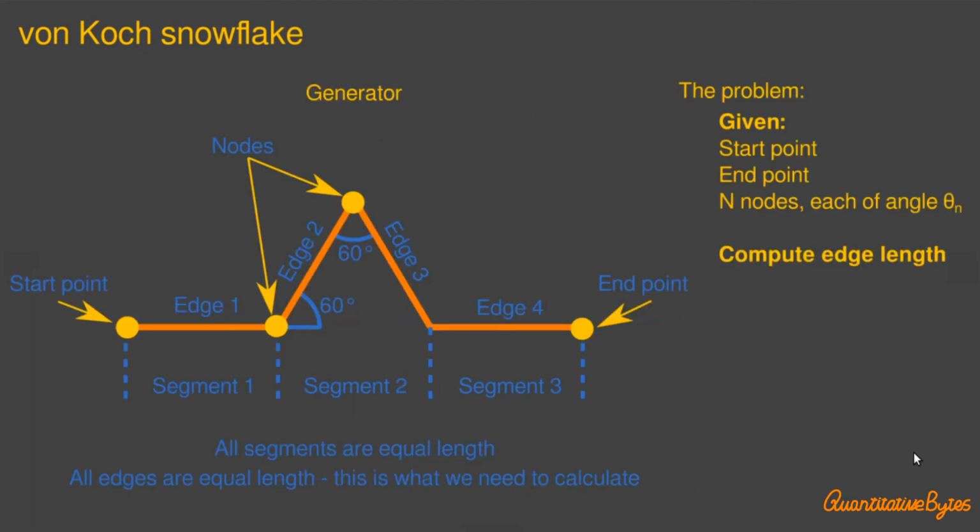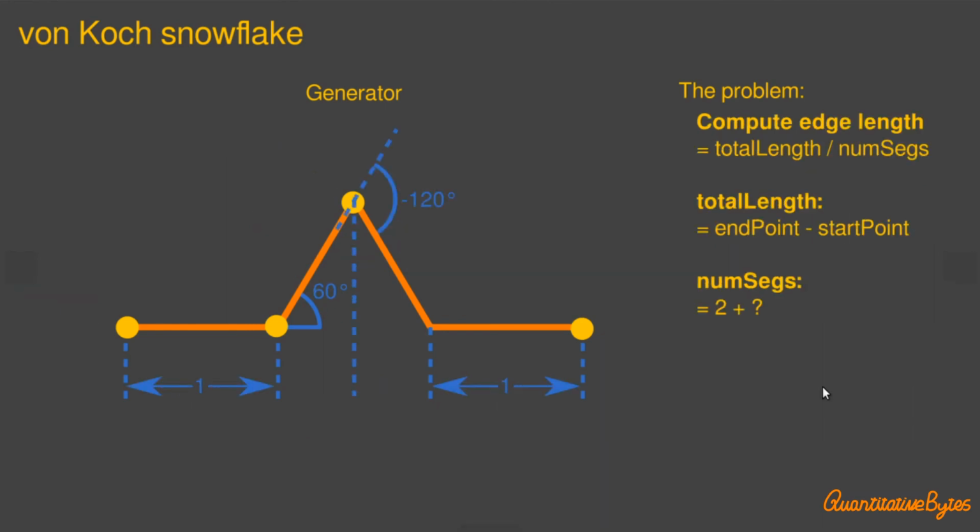So the problem is that given the starting point and the end point, and we have n nodes, each of angle theta n, so we can have any number of nodes, and each node can have any angle associated with it. Given that, we need to calculate the edge length. How do we go about doing that? The issue that we have is that we need to calculate what the edge length will be for each of these edges. And we can do that very simply.